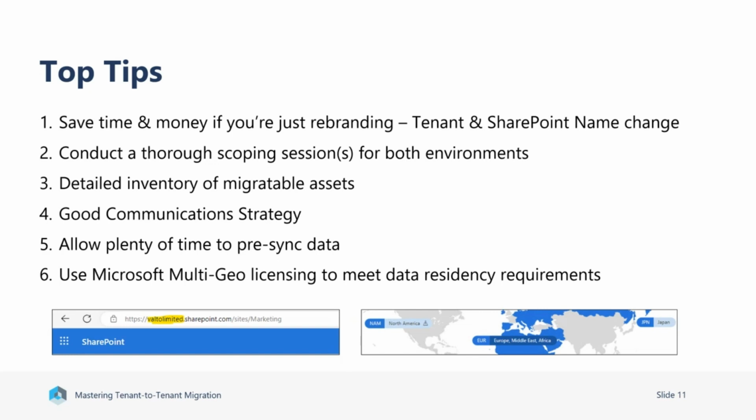Number three, a detailed inventory of migratable assets. This would be as part of the scoping session. This is really important to have. This is basically your mapping matrix, so you are mapping your source assets to the destination assets in the new tenancy.